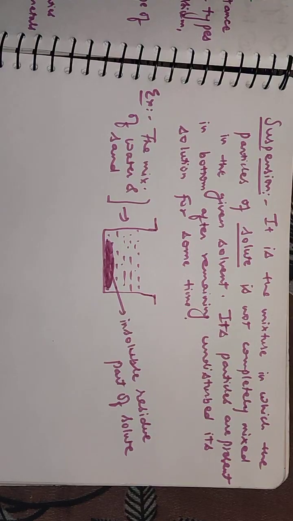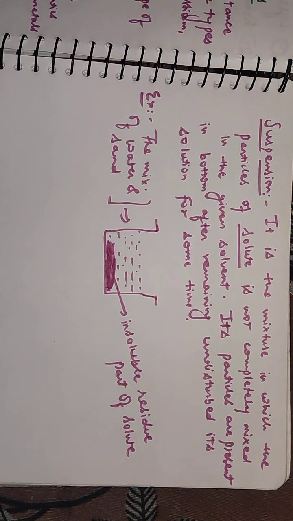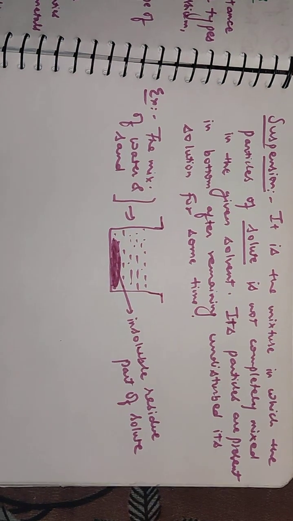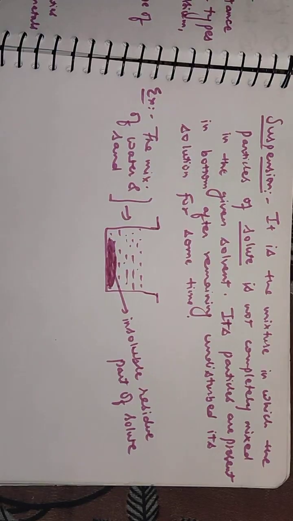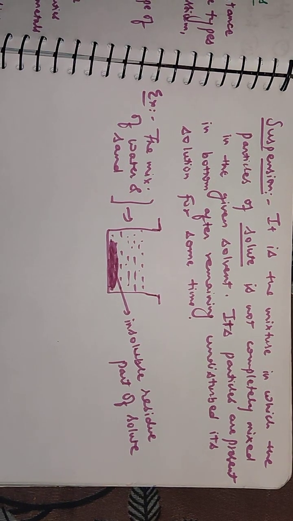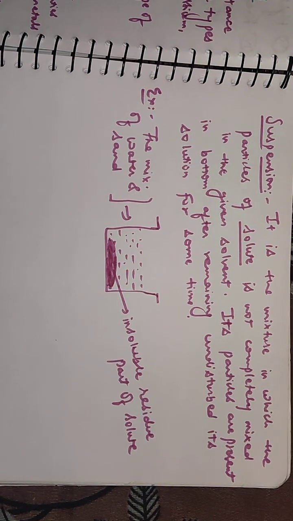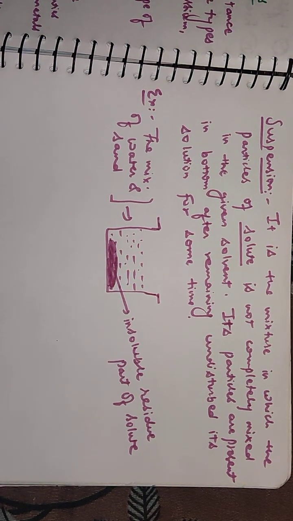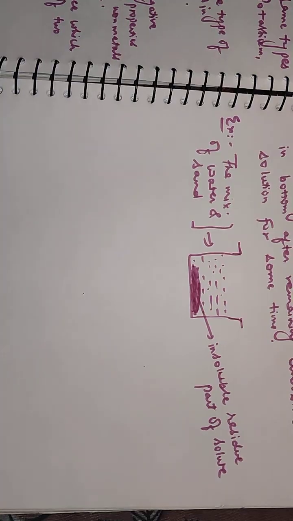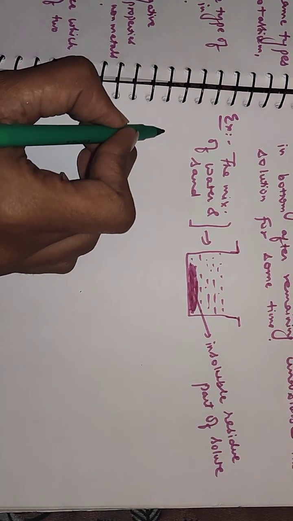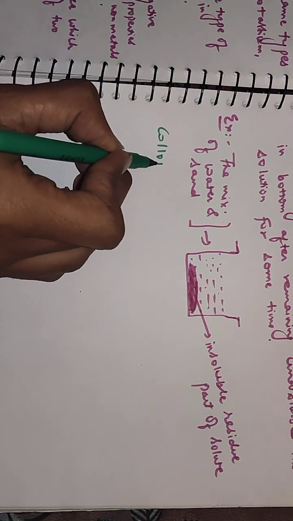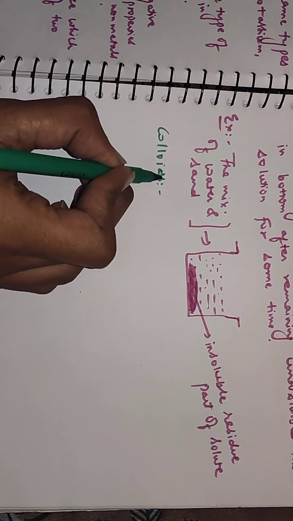So this is the basic definition of suspension and the phenomenon we just discussed. Now the next property, another type of heterogeneous mixture, is colloids. What are colloids?